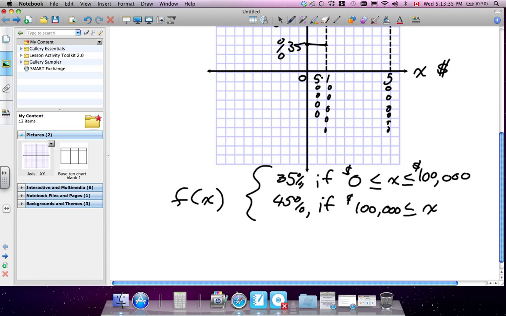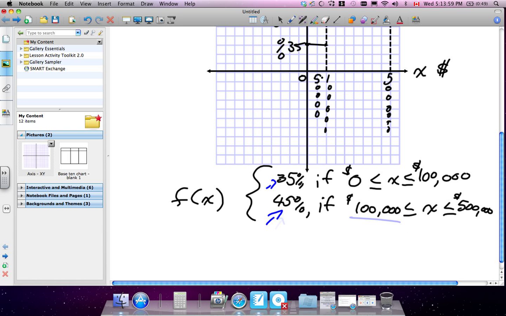Now, there's one little issue here I want to point out. It says here that it's 35% if equal to 100,000, and it says here it's 45% if equal to 100,000. That can't work. Only one of these can possess that spot. Which one is it?